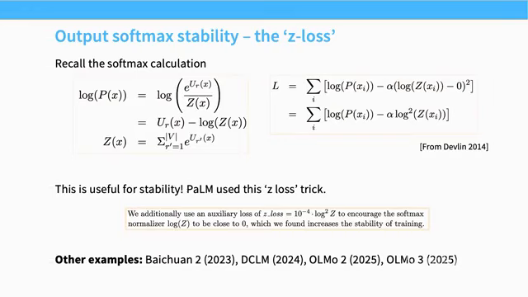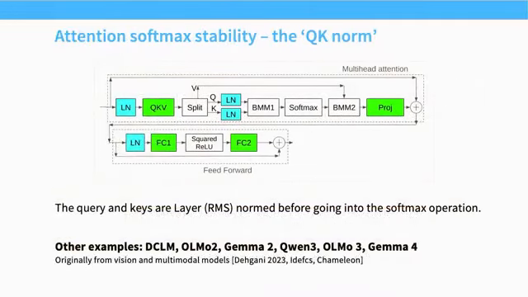Jacob Devlin and others initially pioneered this back in 2014, and then it's become popular again through a number of open source models. Baichuan, I think, was the first open source model to do it, but then DCLM and Olmo and others have been using this trick to stabilize their output softmaxes. So this is a surprisingly effective thing.